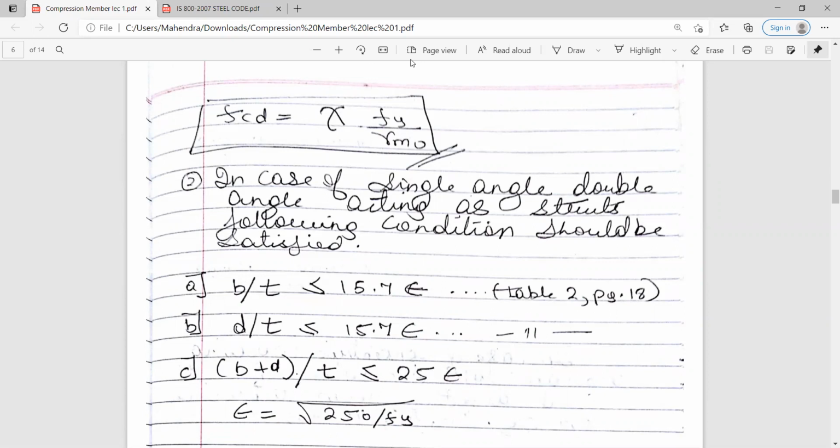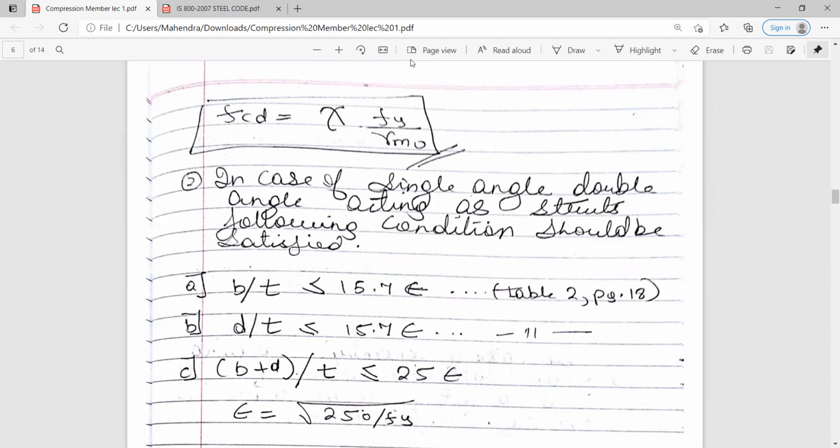You need to refer to all these conditions, and you should satisfy all of them. If this particular case is there, that is B by T should be less than or equal to 15.7 epsilon. Always epsilon will be 1, because what is the formula for epsilon? The formula to calculate epsilon is under root of 250 by Fy, and Fy is your yield stress, and for yield stress you are going to take the value as 250. So the value of epsilon will be 1.